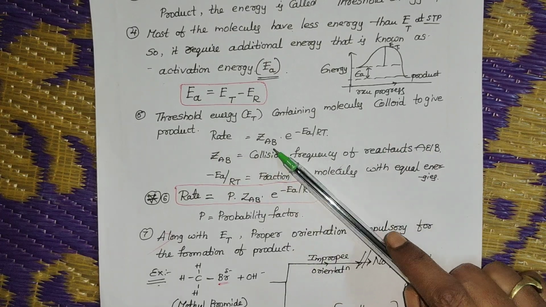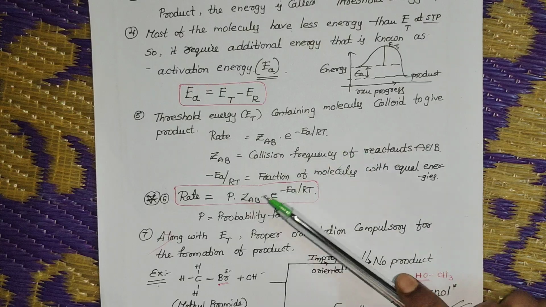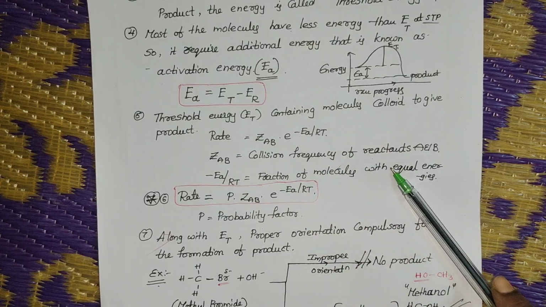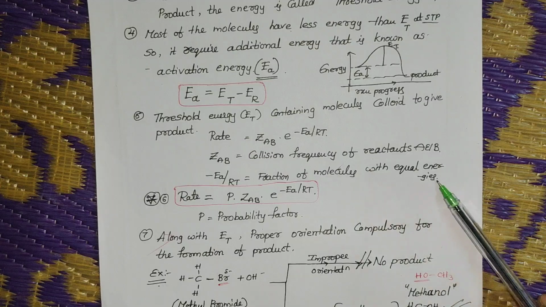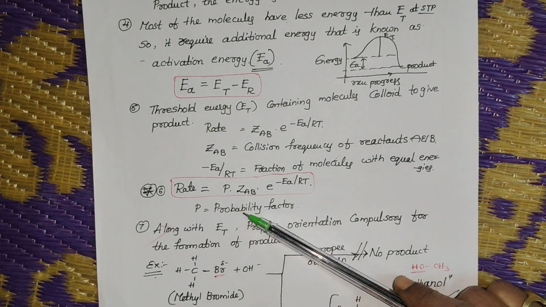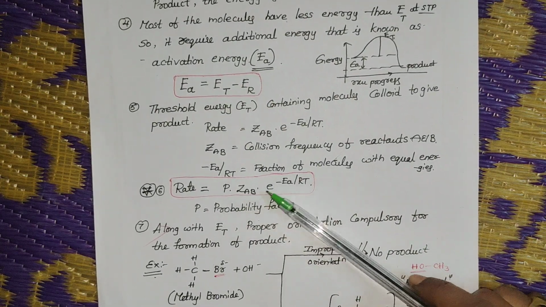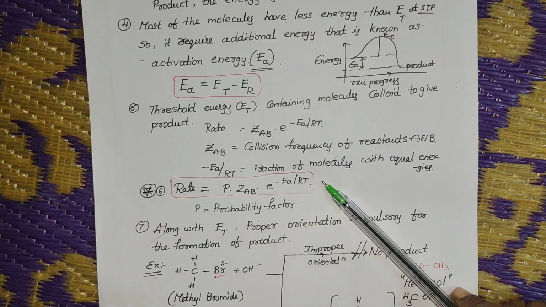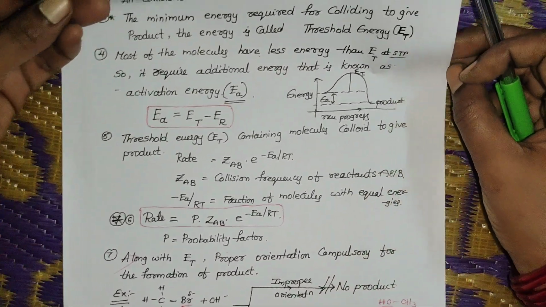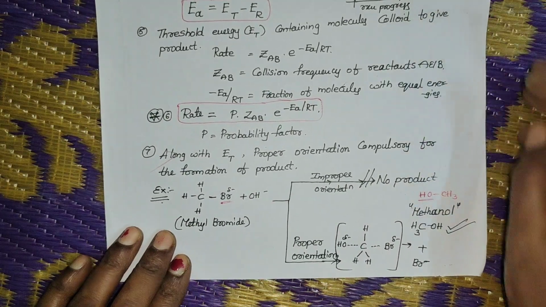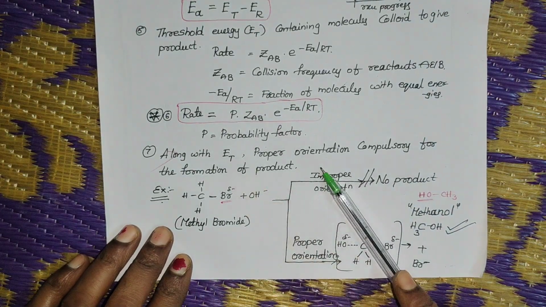Here the rate of reaction is ZAB into e power minus Ea by RT. ZAB is the collision frequency. Next, e power minus Ea by RT is the fraction of molecules with equal energies. Okay, according to the probability factor, it is P into ZAB into e power minus Ea by RT. Along with the threshold energy, proper orientation is also compulsory for the product. Okay, along with the threshold energy, what do we require, beta?